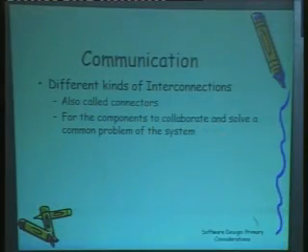And then finally, the aspect of communication. Different kinds of interconnections. We have to know the different types of connectors and how to make use of them effectively in your design. So interconnections are also called different kinds of connectors. The components collaborate through these connectors. So you have to use the right kinds of connectors.